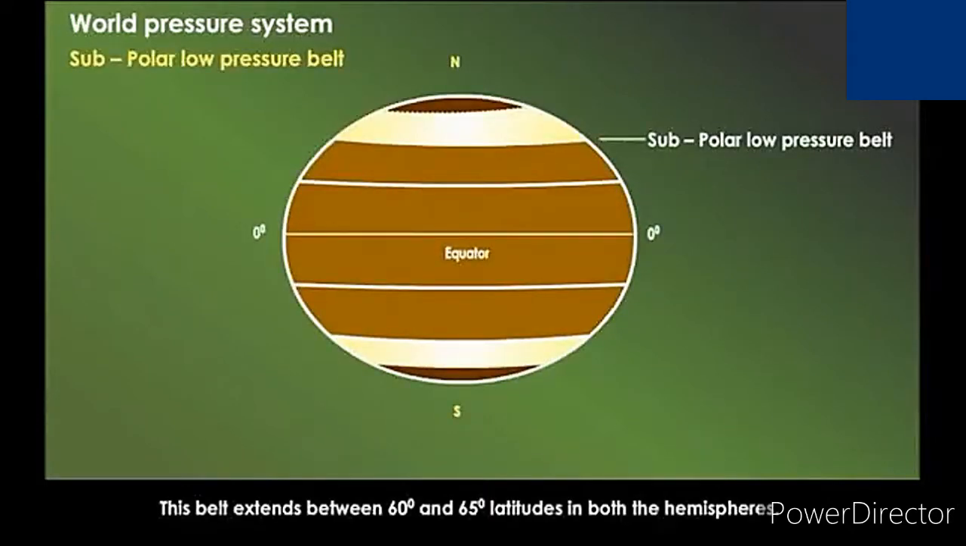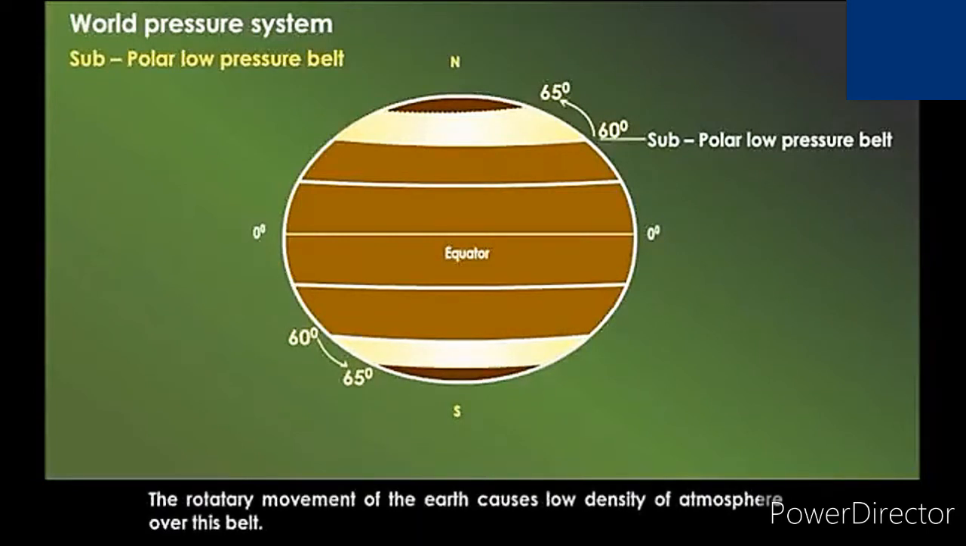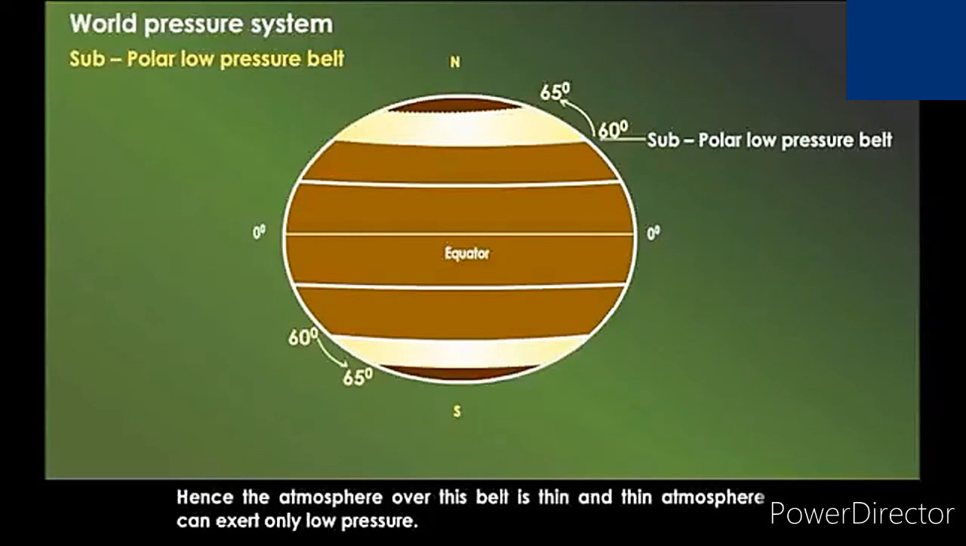Now see the subpolar low pressure belt. This belt extends between 60° and 65° latitudes in both the hemispheres. This is a zone of wind convergence. The rotatory movement of the earth causes low density of atmosphere over this belt. Hence, the atmosphere over this belt is thin, and thin atmosphere can exert only low pressure.